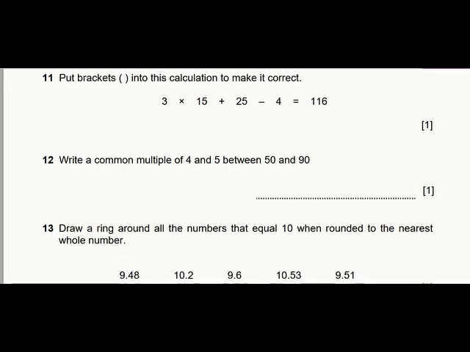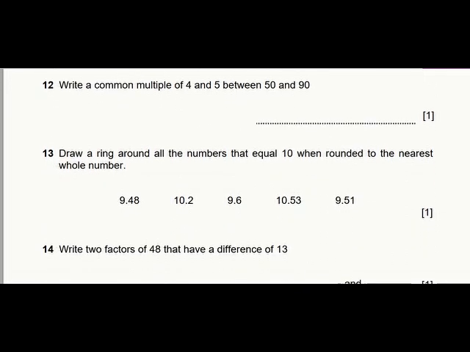So, exercise 12. Write a common multiple of 4 and 5 between 50 and 90. A common multiple of 4 and 5. Now, there are an infinite amount of multiples which can be common for the two of them, right? Multiples of 4: 8, 12, 16, 20, 24, the times tables of 4, and the times tables of 5. Now it says between 50 and 90.